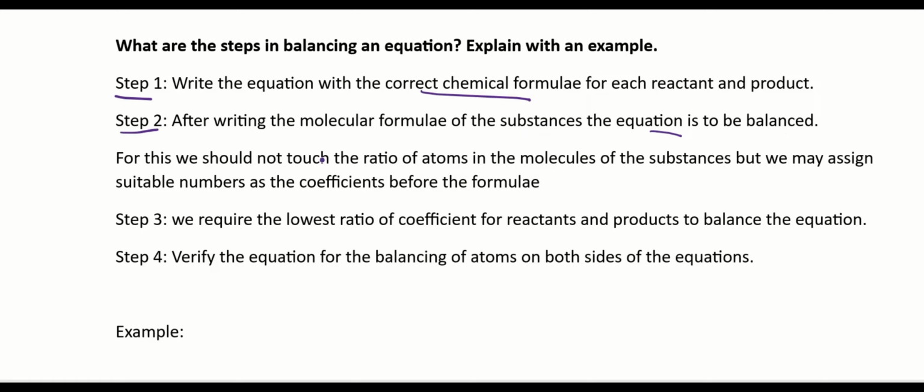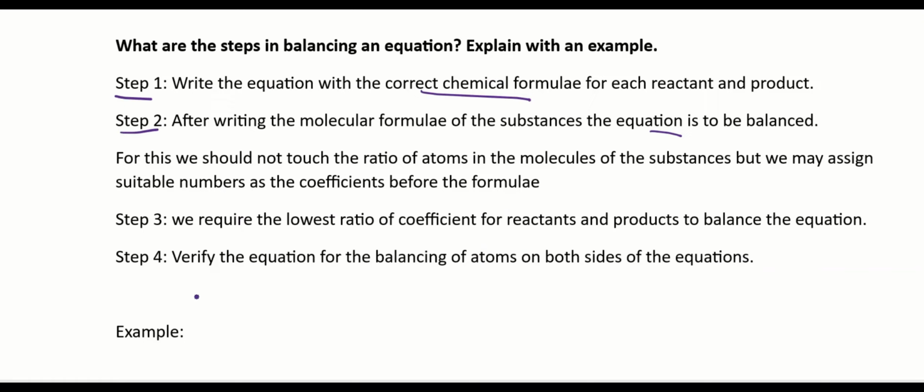For this, we should not touch the ratio of atoms in the molecules of the substances, but we may assign suitable numbers as the coefficients before the formula. We require lowest ratio of coefficient for reactants and products to balance the equation. Step 4 says, verify the equation for the balancing of atoms on both the sides of equation. Let us understand this in detail.